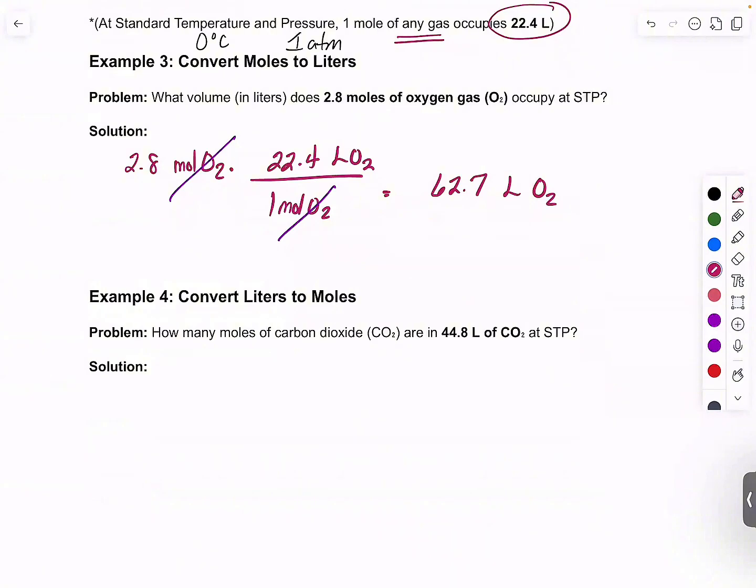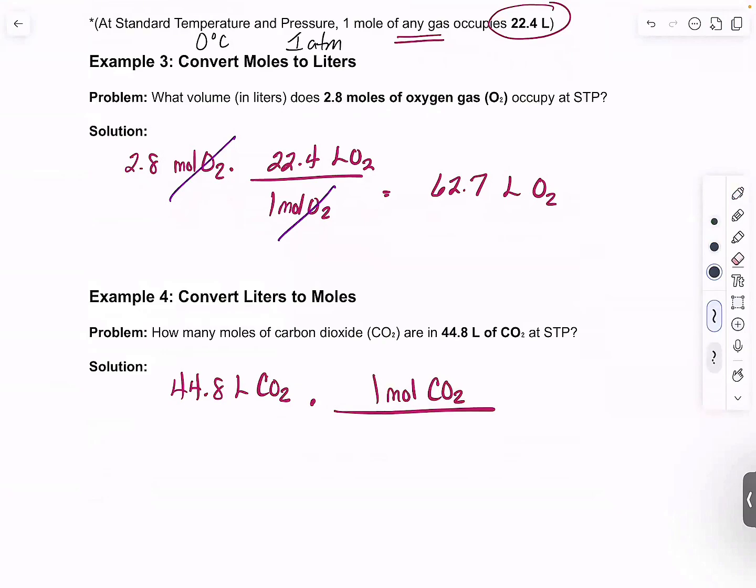Now, we're going to go backwards given a particular volume of gas at STP. This is carbon dioxide. I know 1 mole. By the way, this is typically how these questions are arranged. How many moles of carbon? How many grams of carbon? What volume do you have? They're pretty short and to the point.